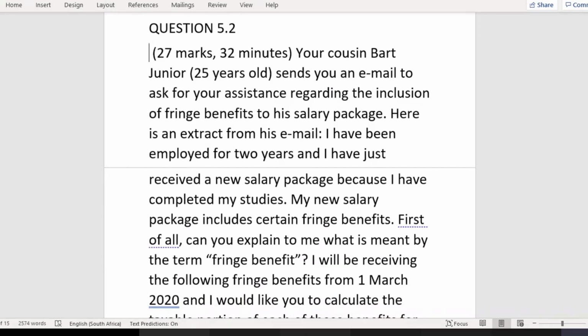It's 27 marks under 32 minutes. It says that your cousin Bart Jr., 25 years of age, sent you an email to ask for assistance regarding the inclusions of the fringe benefit to his salary package. I hope there's a travel allowance here. So here's an extract from his email. I've been employed for 2 years and I've just received my new salary package because I've completed my studies. My new salary package includes certain fringe benefit. First of all, can you explain to me what is meant by fringe benefit?